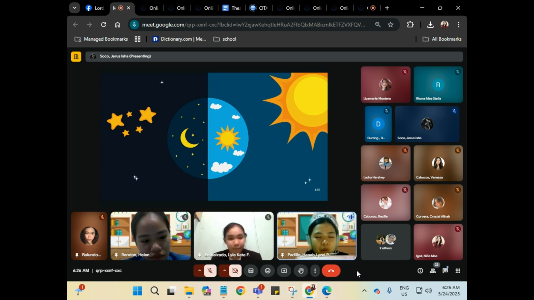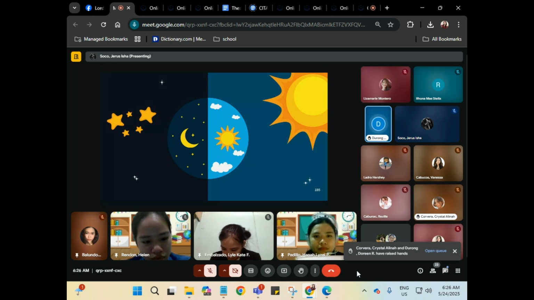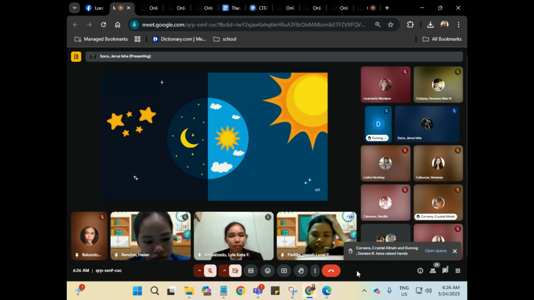So, can you tell me your observation, or can you guess what this picture is trying to tell you? Okay, can I have Durong? For me, teacher, as what I've observed in this picture, the left side is the nighttime, and the right side is the daytime, teacher. Very good. Can I have another hand if you want to add on?